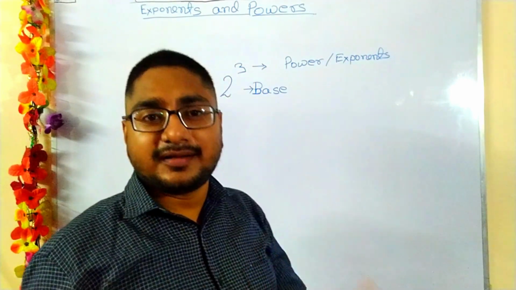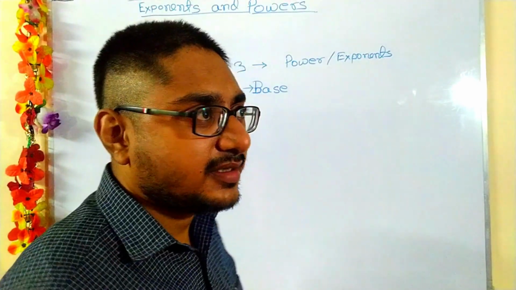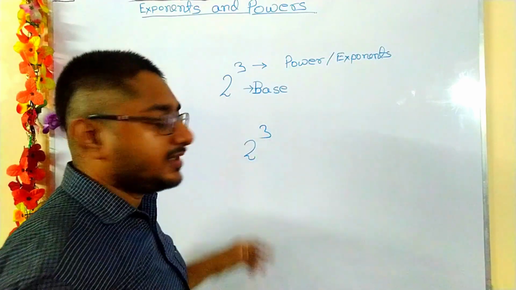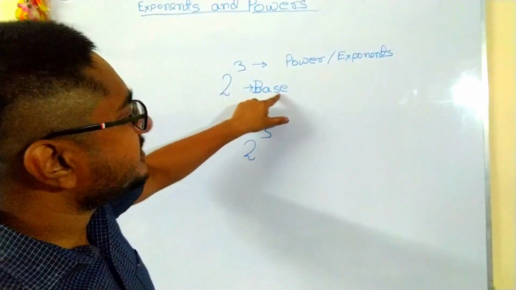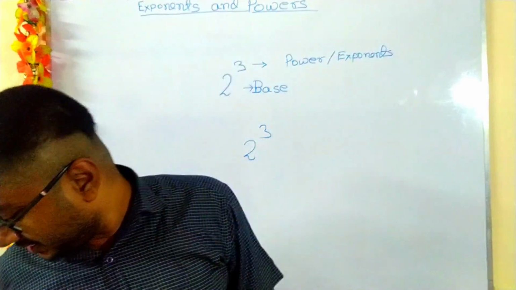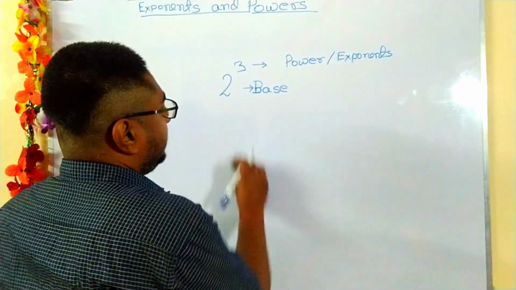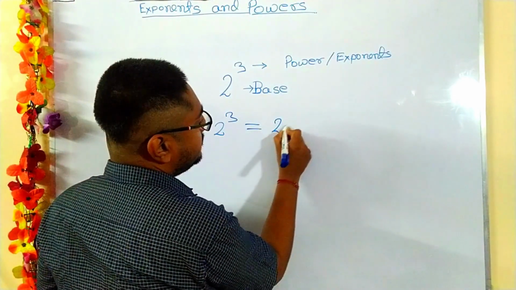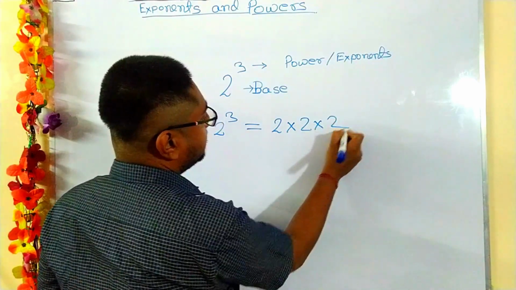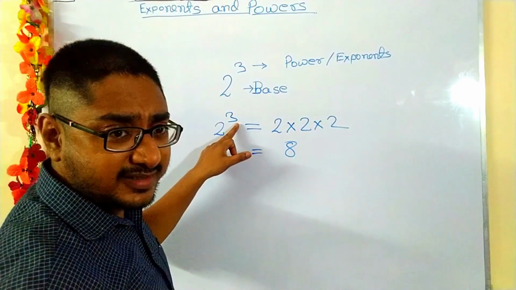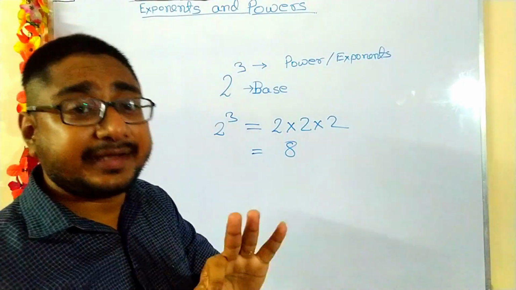Before starting this chapter you need to know something. Suppose I write 2 to the power 3. Over here 2 is the base and 3 is the power, or exponent, we can say. 2 to the power 3 can be written as 2 into 2 into 2, that means 8. 2 to the power 3 means 2 multiplied 3 times.